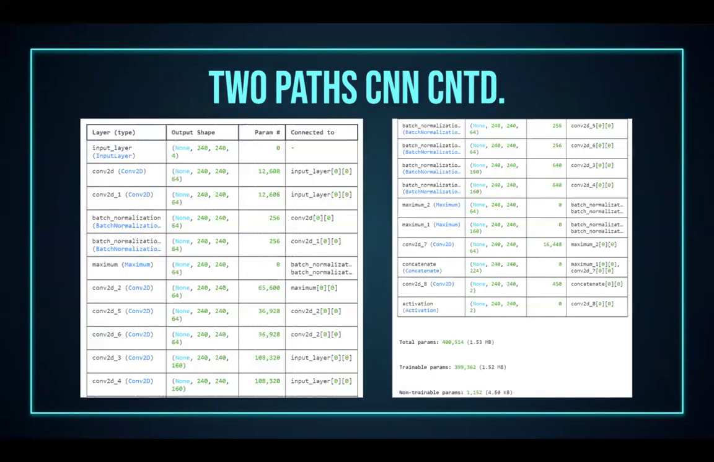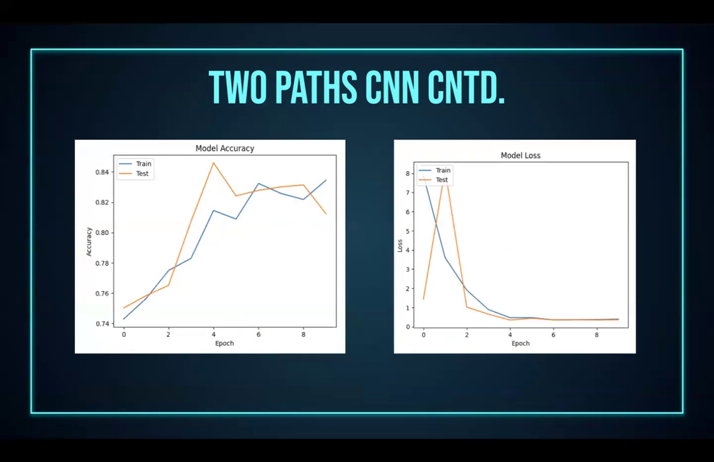So this is the summary for the two-path CNN model. And as you can see, most of our parameters are trainable, which means that the model is more catered to our dataset. And these are the performance metrics and graphs for the two-path CNN. And as you can see here, the accuracy improved across the epochs, and it ended somewhere between 82 and 84%.